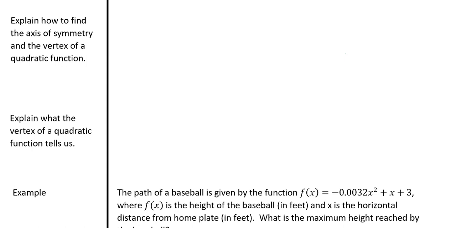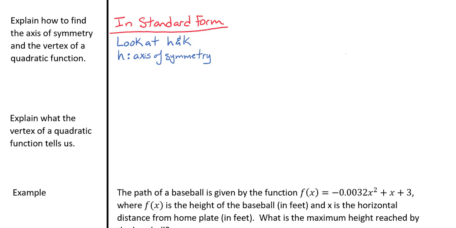Well, it really comes down to which form your equation is in. So if it's in standard form, where it uses our h and our k, we're going to look at the h and the k. Now, the h is going to tell us what the axis of symmetry is. Okay, so our h is our axis of symmetry. To get the vertex, it's just our h comma k. So it's pretty easy when it's in standard form.